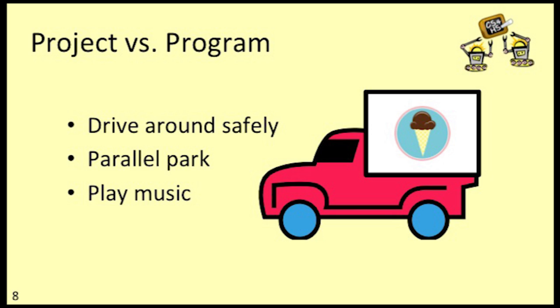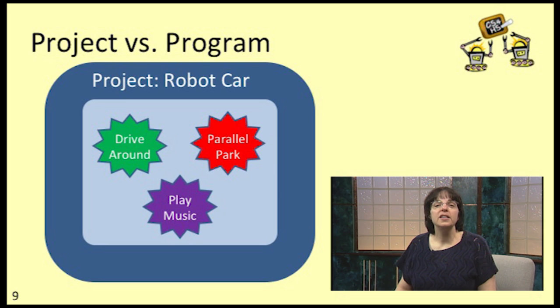I may have several different tasks I want my car to be able to do. For example, I might want it to be able to do three things. First, drive around on a road without hitting any other cars. Second, parallel park. And third, play some silly music. Maybe my car's actually an ice cream truck. In Lego terms, I'm going to have one project, my robot car.